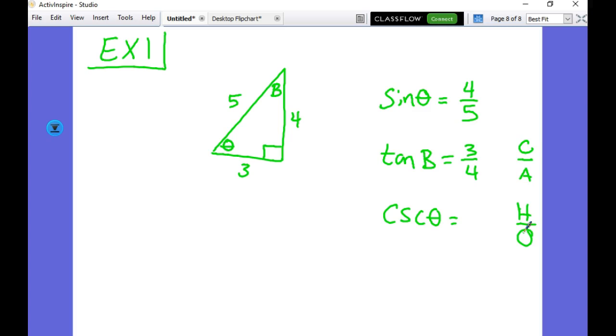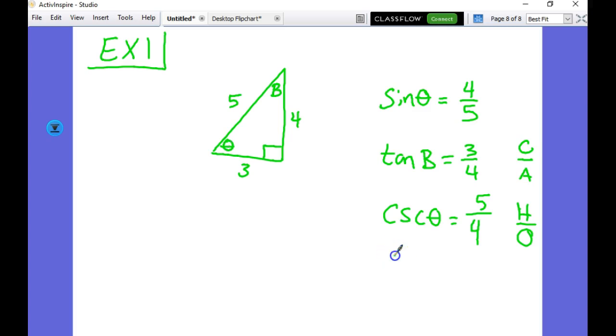All right. So, Julissa, what is my hypotenuse? 5. What's my opposite? I wanted to say adjacent again. What's after this? 4. Yes. Because 4 is opposite from the theta, right? Okay. Let's do another one. Last one on this slide.